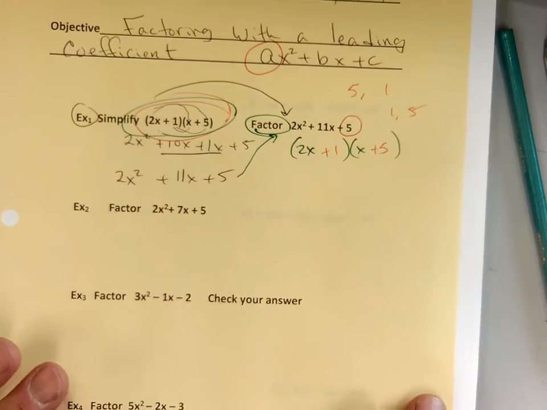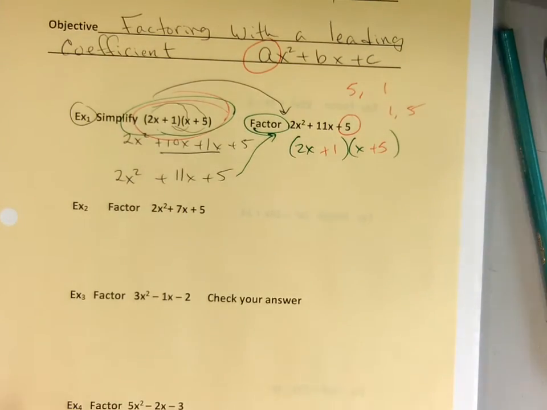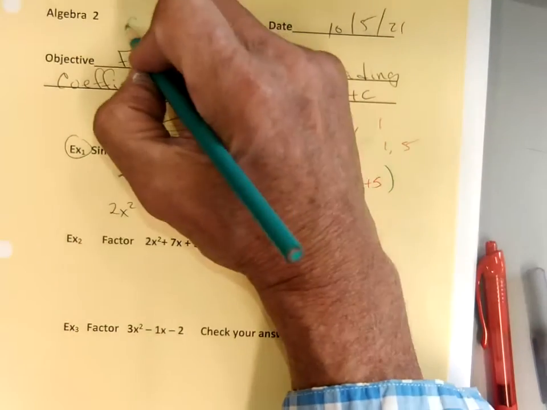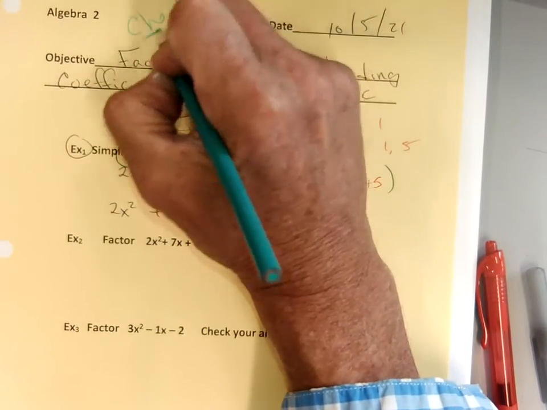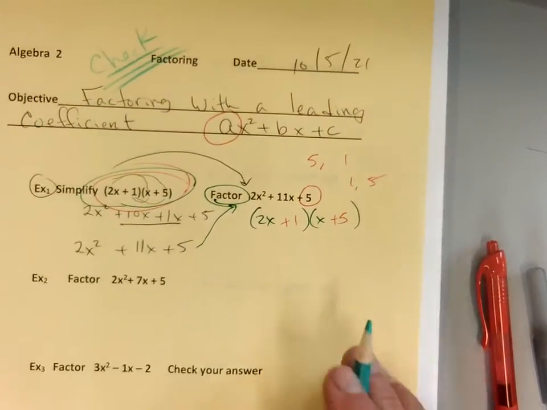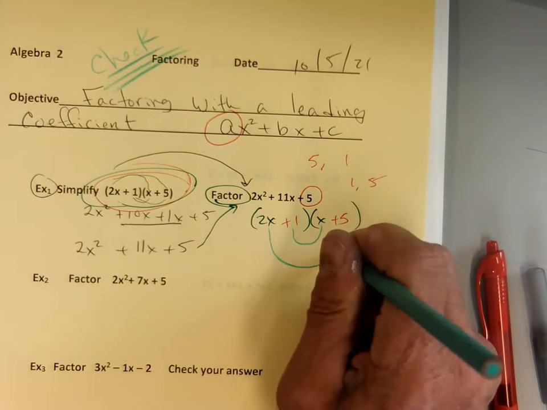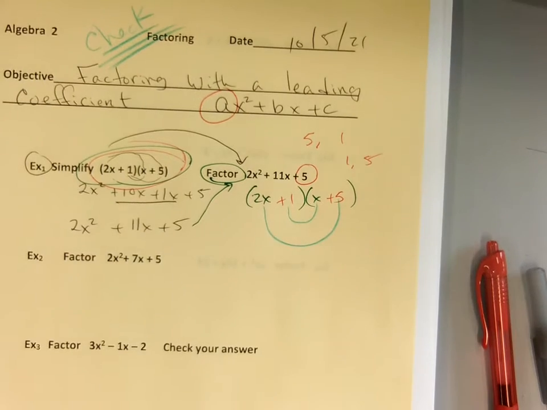Now here's something I want you to do. You need to check. You need to check. And the check is easy. I call it the double smiley. You can call it whatever you want, but I call it the double smiley. Here's my check.